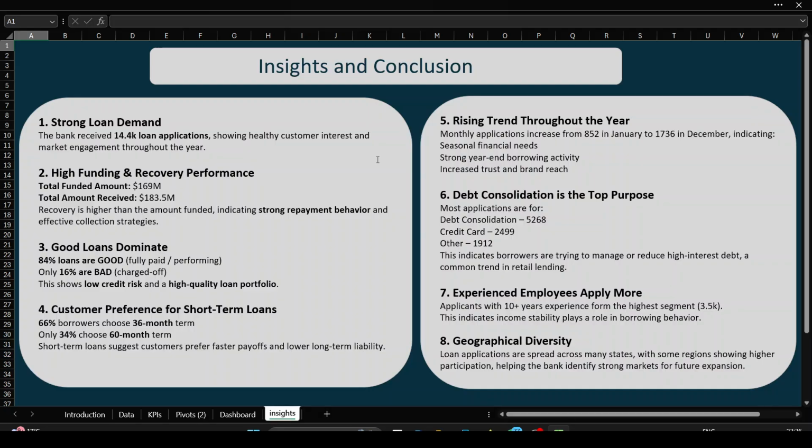Now, experienced employees apply more. As you can see, the applicants with 10 plus years of experience form the highest segment, 3.5 thousand. This indicates job stability plays a role in borrowing behavior.